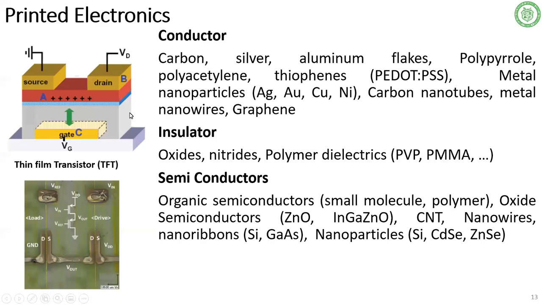For insulator, you have metal oxide, nitrides, polymer dielectrics, for example, PVP or PMMA. These are the organic dielectrics used for electronic devices. And you have semiconductors, organic semiconductor. You have oxide semiconductors, carbon nanotubes in some form are also used as semiconductor, nanowires, nanoribbons, and nanoparticles. Basically, any material you can make ink, then you can use print, fabricate electronic device through printing technology.